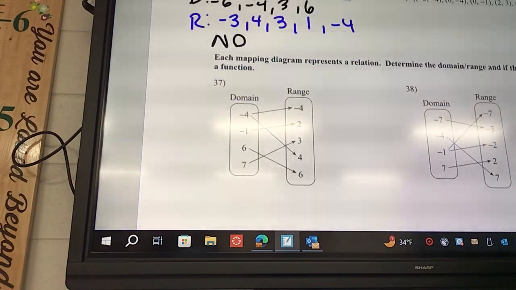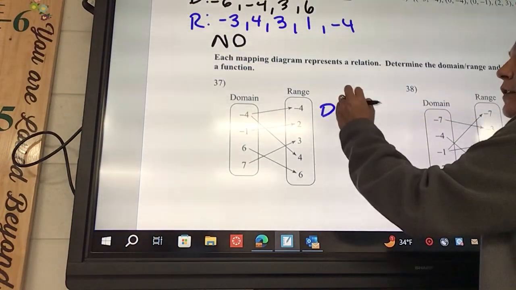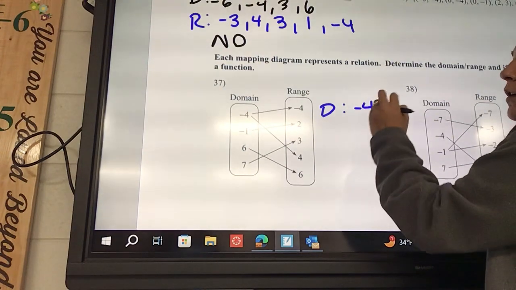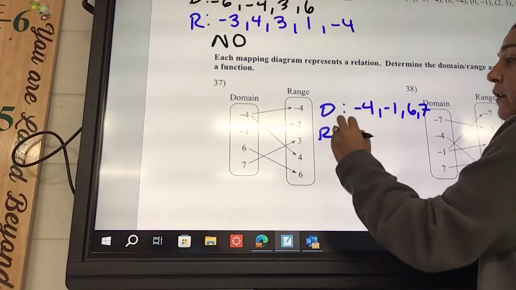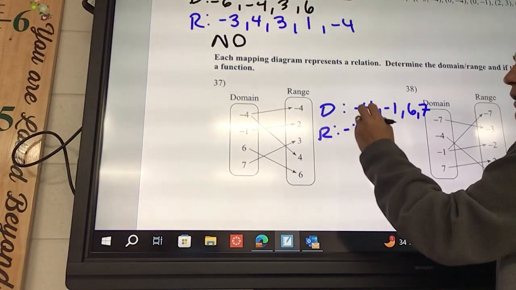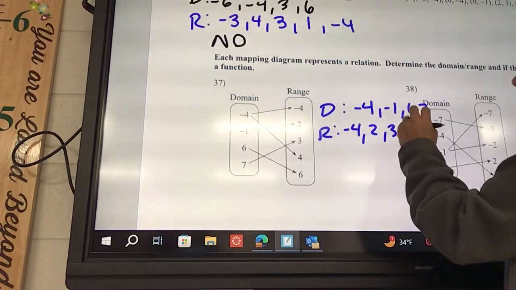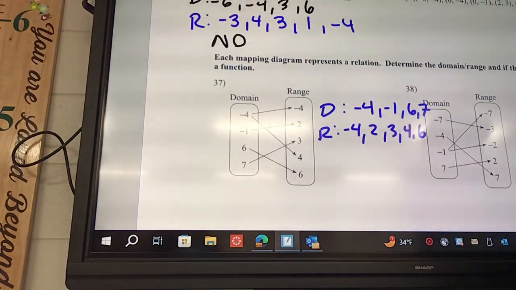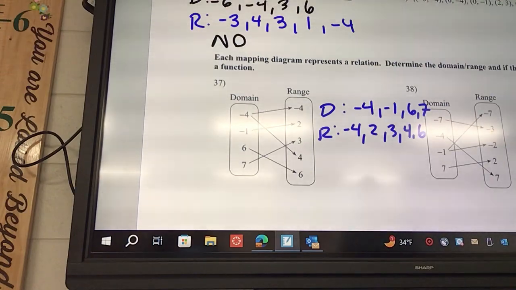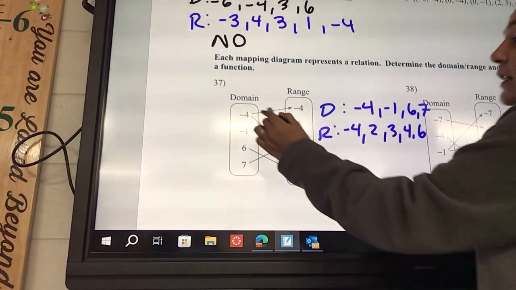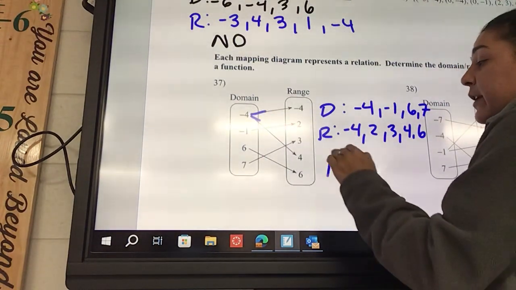Okay, 37. Again, the domain and range. The domain is going to be -4, -1, 6, and 7. The range is going to be all of these, so -4, 2, 3, 4, and 6. How do we tell on this one if it's a function? If from the domain, or from the x's, it has 2 arrows coming off the same one. So we can see that this has 2 arrows, so it's going to be a no.